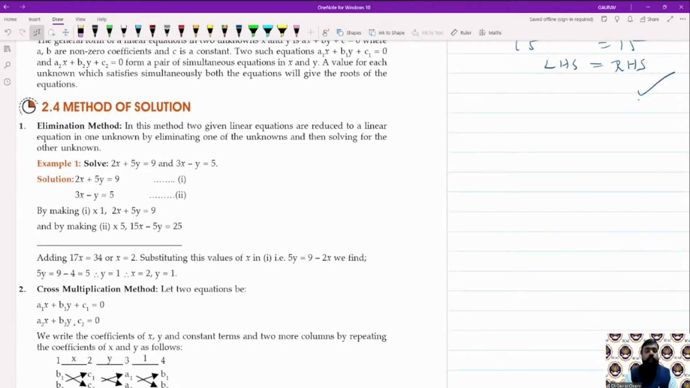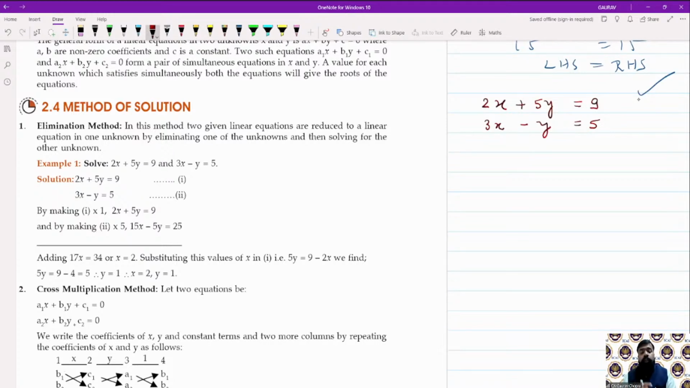So how to solve using the elimination method? There is one equation, let's say 2x plus 5y is equal to 9, and 3x minus y is equal to 5. Now we have to eliminate any one variable. Either we can eliminate x or we can eliminate y. We can eliminate any one as per our choice.